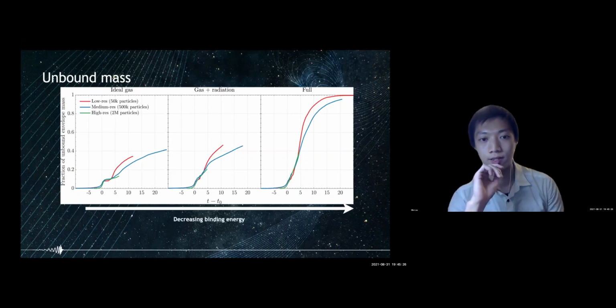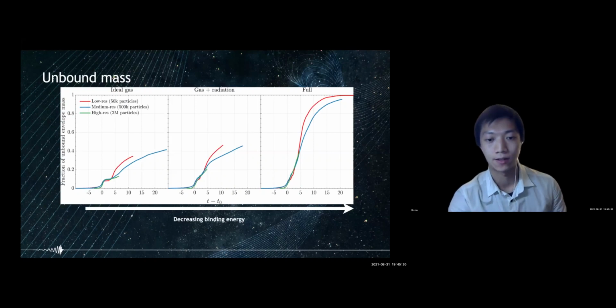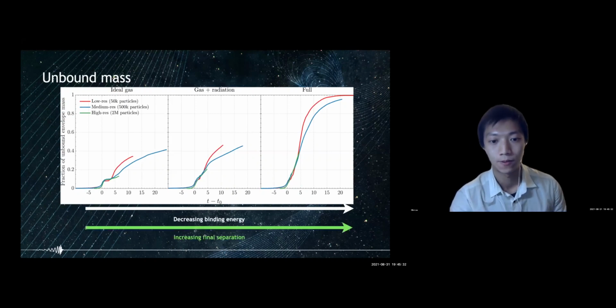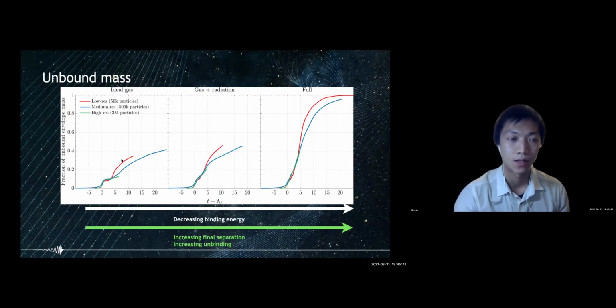So again, what we see is that as we use an equation of state that effectively decreases the binding energy of the envelope, not only do we increase the final separation, we also typically increase the amount of unbinding. So we get a few tens of percent of the envelope mass unbound for the ideal gas and gas plus radiation cases. And we almost unbind everything when we look at the full equation of state, at least for the medium and low resolutions.